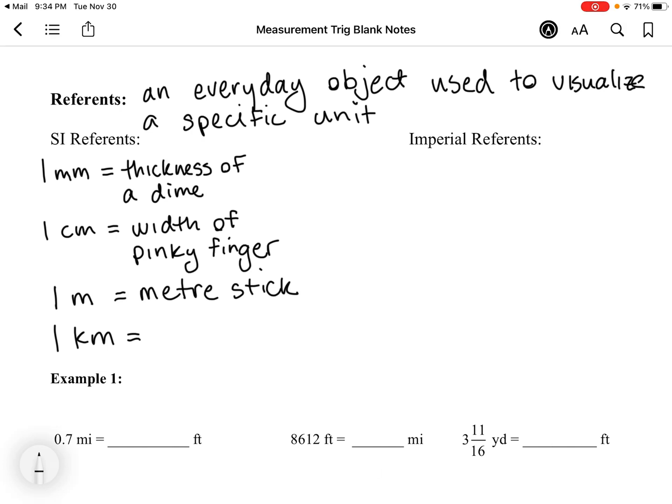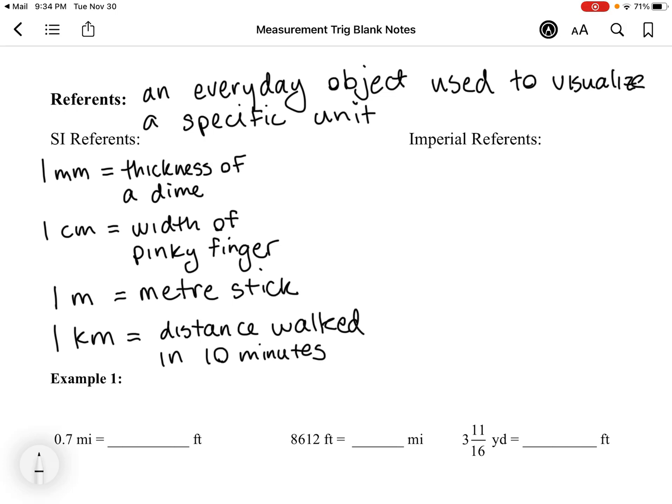So I would say that this is the distance walked in about 10 minutes. Because if you're walking 6 of them in 60 minutes, you would walk 1 in 10 minutes. Obviously this is going to vary somewhat based on how quickly you walk, but just roughly the average adult would walk a kilometer in 10 minutes.